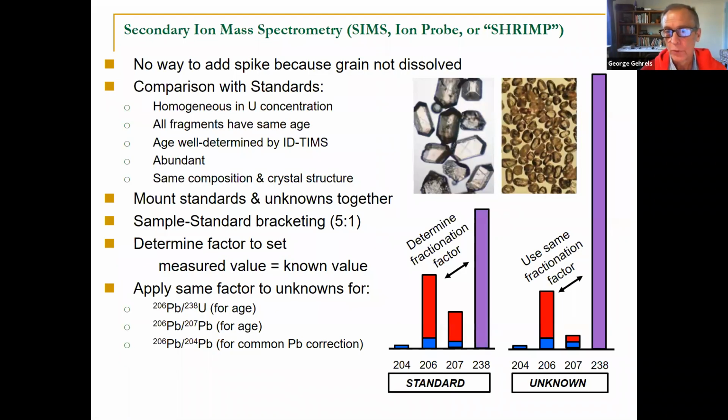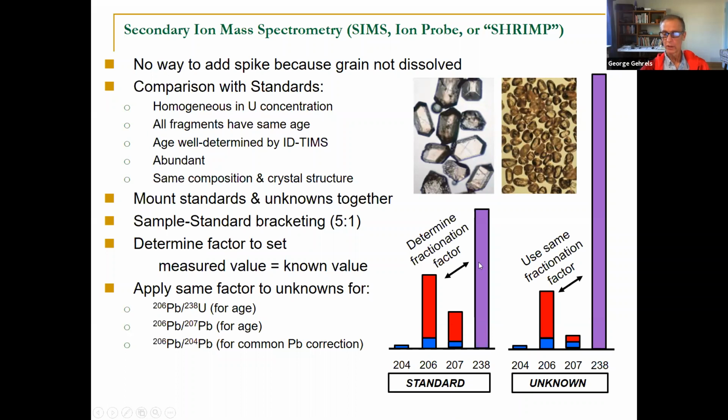Second technique that people do, this has been around for a long time now, is ion probe. You can refer to this as secondary ionization mass spectrometry or super high resolution ion microprobe analyses. And this is done differently. Along with your unknown zircons, the zircons you're interested in, you also mount some standard zircons, and these are zircons that we know the age of. So we know the 206-238 ratio of those crystals.